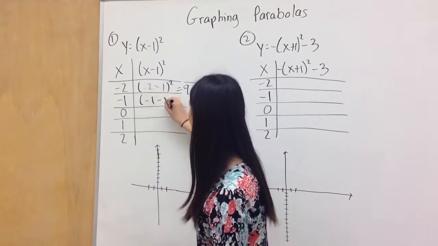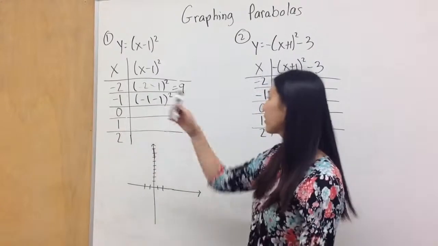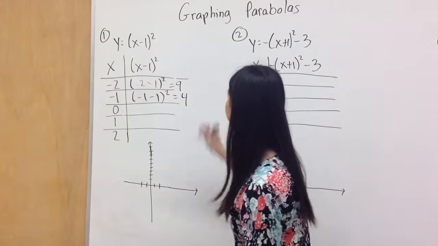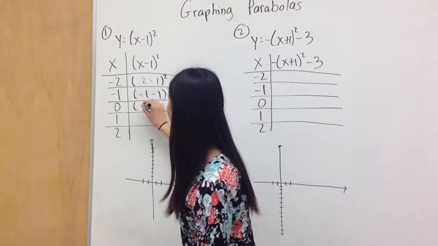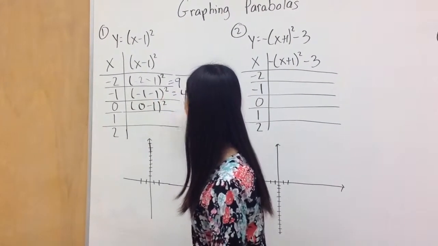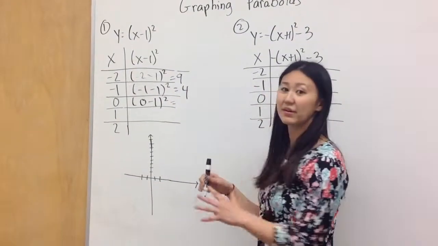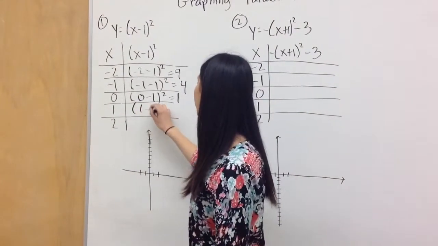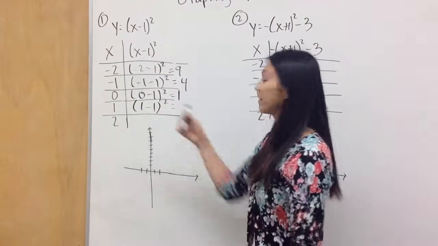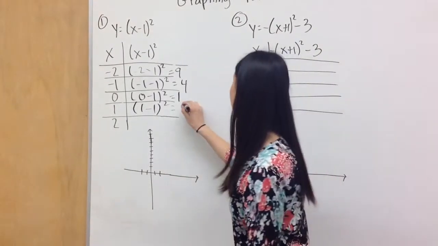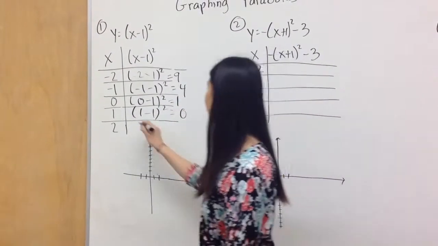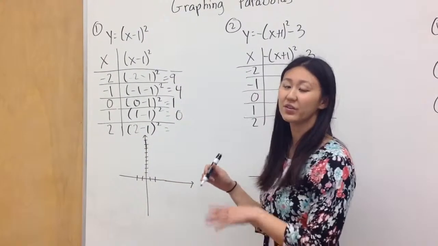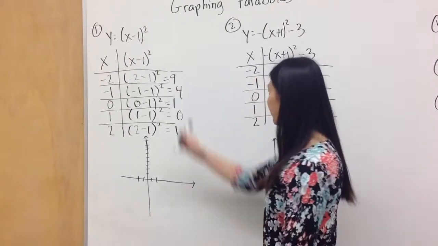So -1 minus 1 squared. So -1 minus 1 gives me -2. I square that and I get +4. Same thing here. 0 minus 1 squared. So that 0 minus 1 is -1. Square is going to be a +1. Next one, 1 minus 1 squared. 1 minus 1 is 0. Squared is 0. Last one, 2 minus 1 squared. 2 minus 1 is 1. Squared is 1.